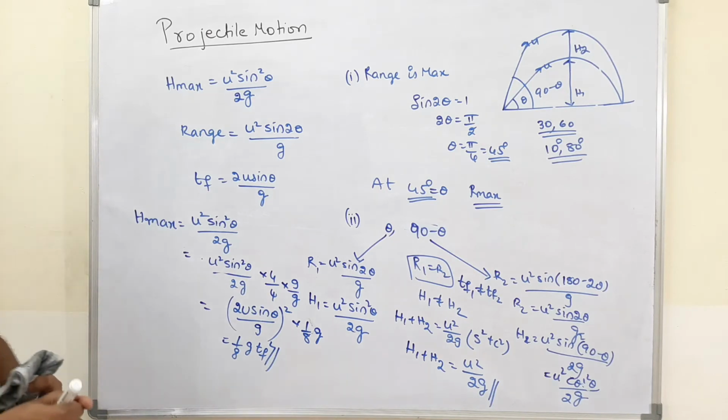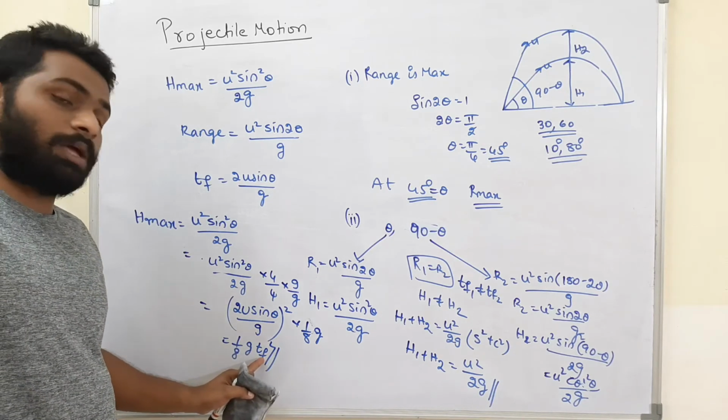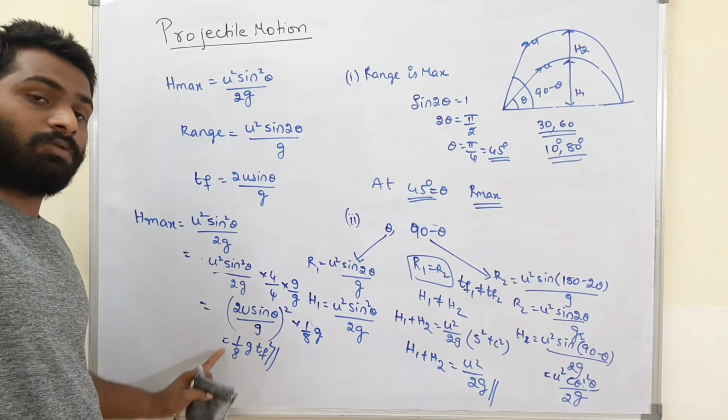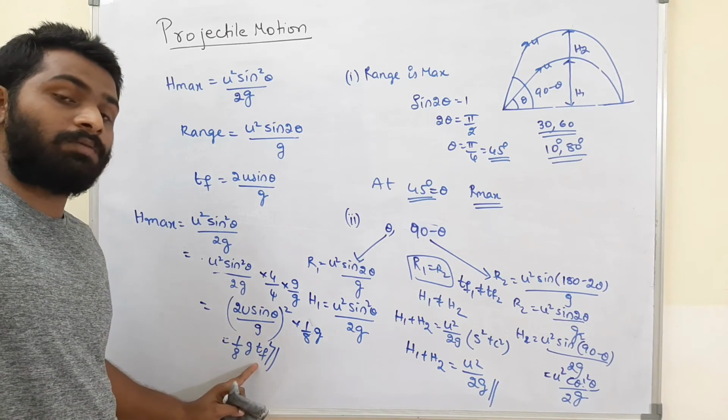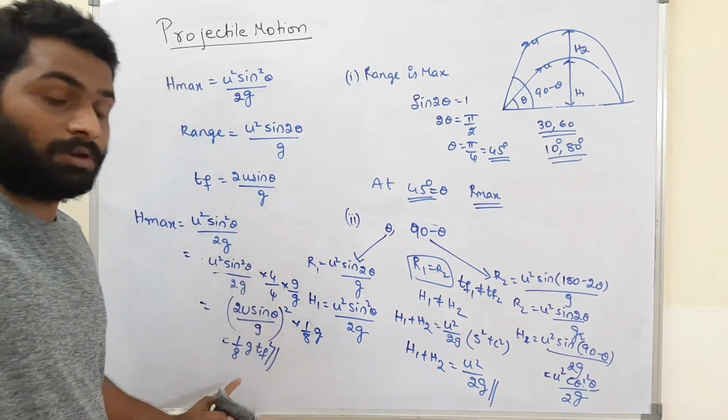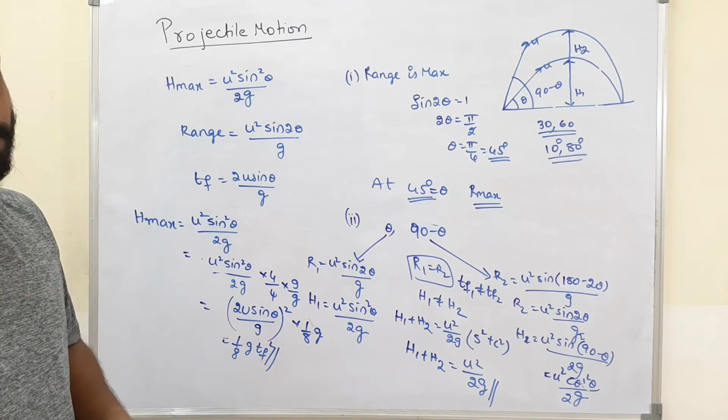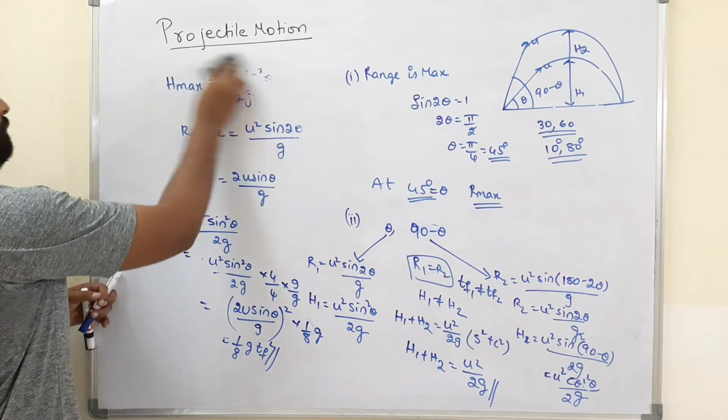The relation between the maximum height and the time of flight is h max is equal to 1 by 8 g time of flight whole square. Please remember this. These are very important. Okay, one more relation, last relation.